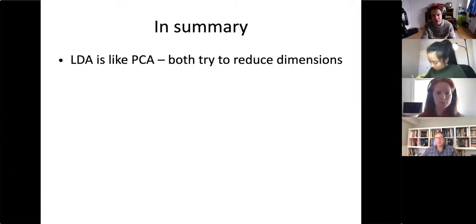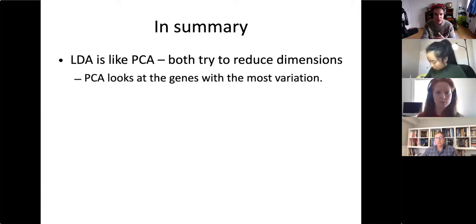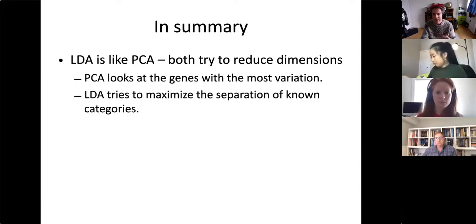So in summary, LDA is like PCA. They both try to reduce dimensions. PCA looks at genes with the most variation. LDA instead tries to maximize the separation of known categories.